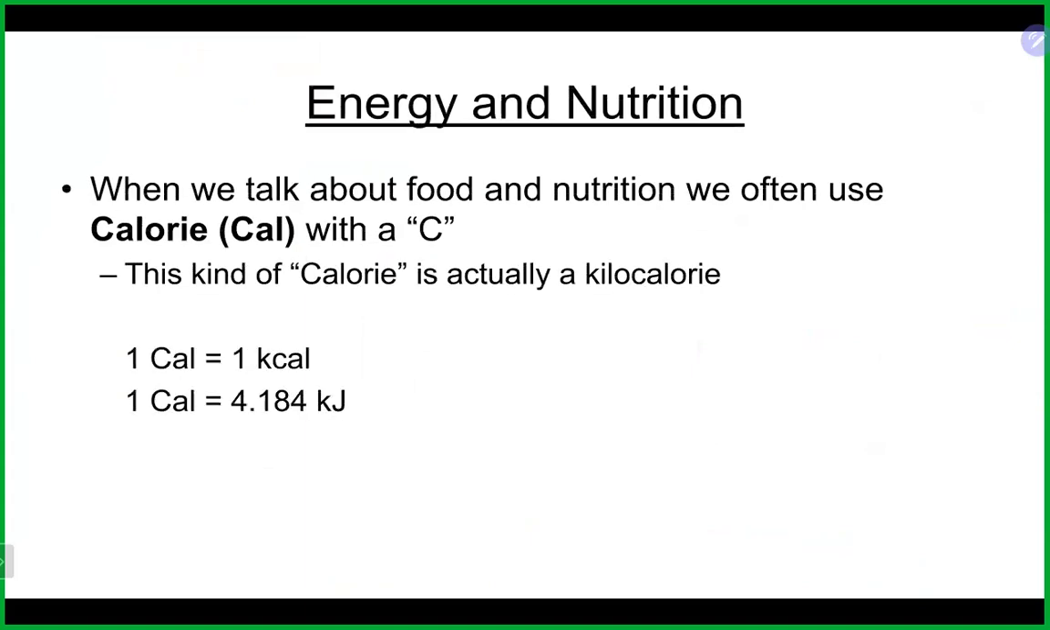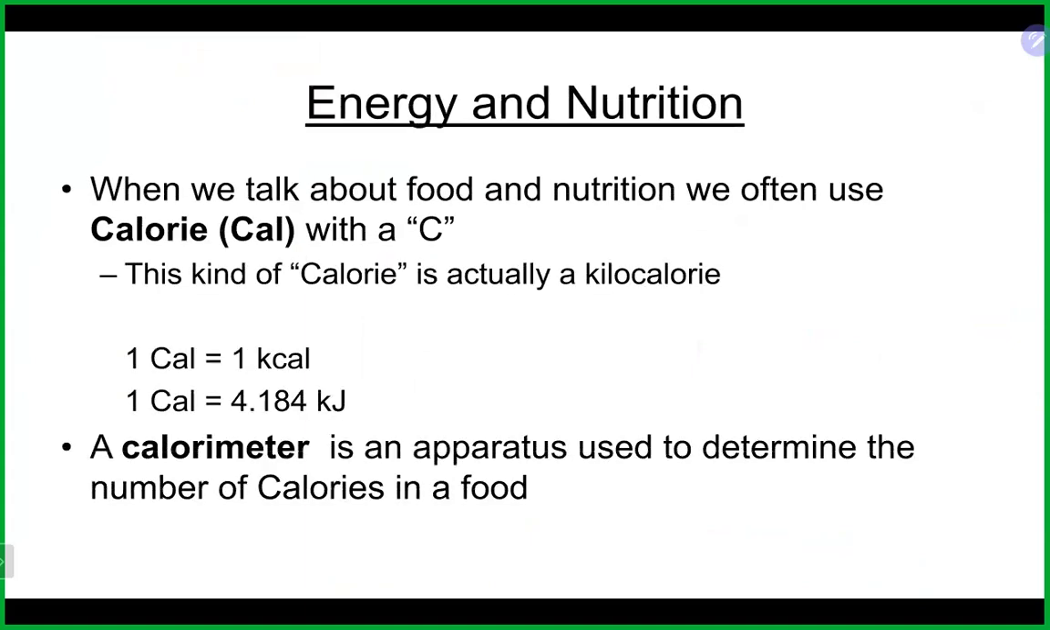Now, we talked a little bit about this earlier, but just a reminder that there is another sort of calorie unit that's sometimes used in terms of energy, and that's sometimes referred to as a nutritional calorie. A nutritional calorie does have a capital C, and one nutritional calorie with a capital C is actually equal to 1,000 of the little calories, and that's 1 kilocalorie in this particular case. A calorimeter is an apparatus that's used to determine the number of calories in the food.